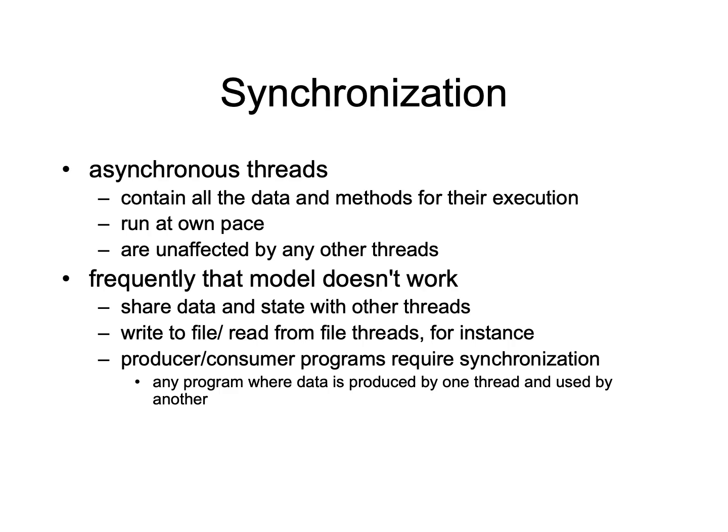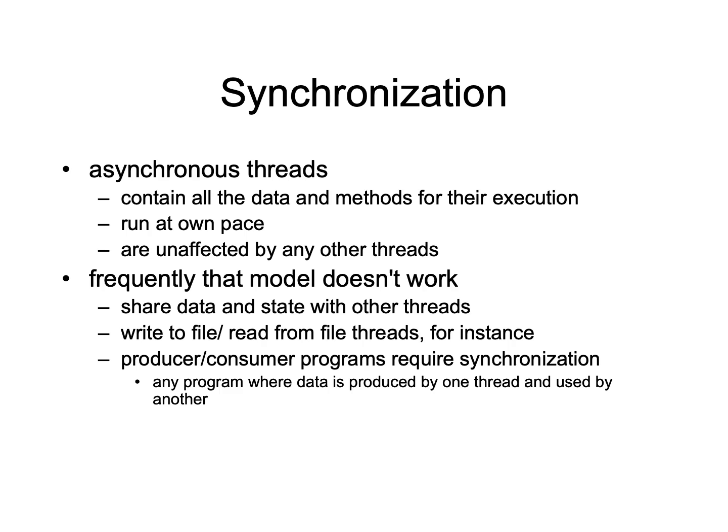And that's a beautiful model, except that it doesn't always work, because often we have threads because we're sharing data and state with other threads. So you might be writing to a file or reading from a file with threads. You might be getting data from the internet and sharing it with some kind of processor. So often our programs have this producer-consumer model, and that requires synchronization of resources so that those threads can reliably and consistently share those resources and have behavior that is predictable.